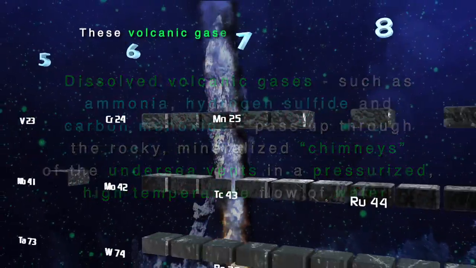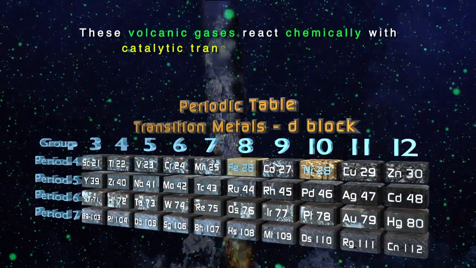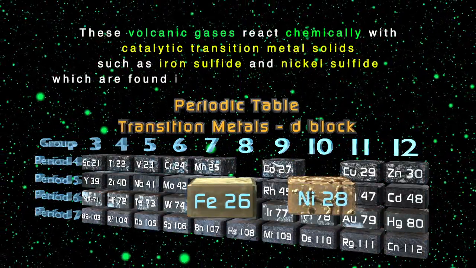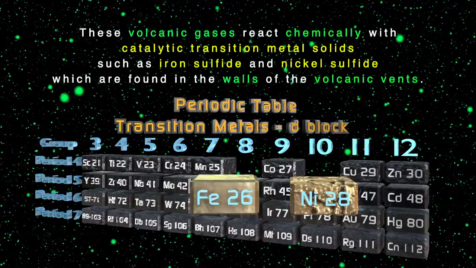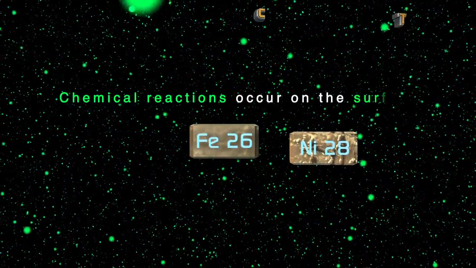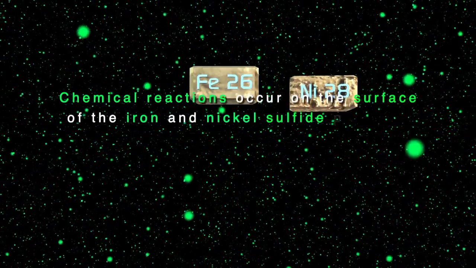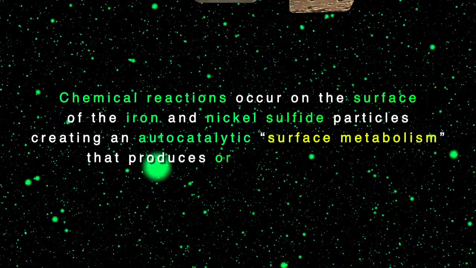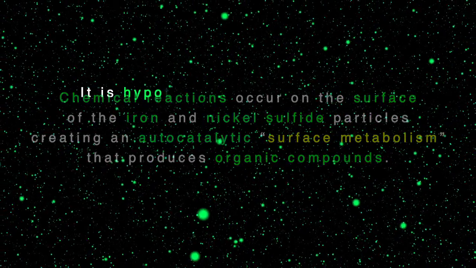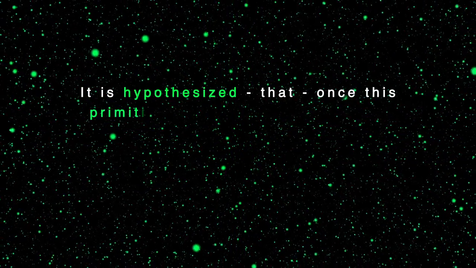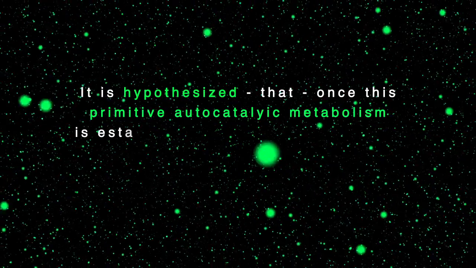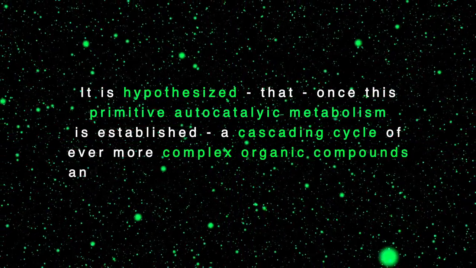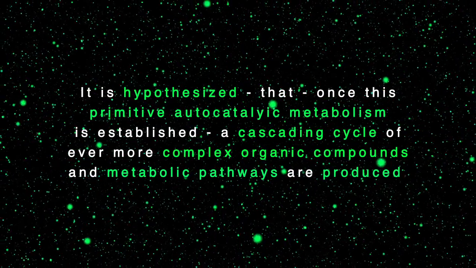These volcanic gases react chemically with catalytic transition metal solids such as iron sulfide and nickel sulfide, which are found in the walls of the volcanic vents. Chemical reactions occur on the surface of the iron and nickel sulfide particles, creating an autocatalytic surface metabolism that produces organic compounds. It is hypothesized that once this primitive autocatalytic metabolism is established, a cascading cycle of ever more complex organic compounds and metabolic pathways are produced.